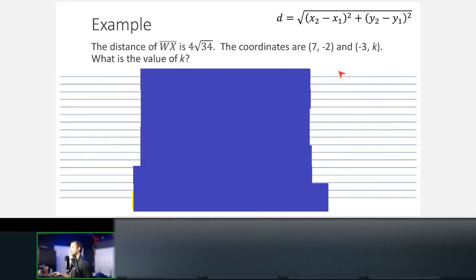we should do what first? What's our first step? Should label stuff. Yeah, no, don't plug it in. Don't plug it in. We got to label stuff, Isaiah. Yeah, best practices. Let's label stuff. Let's call this x1, y1, x2, y2. What would I call this for rad 34? Yeah, I call that D. Yeah, so let's label everything.